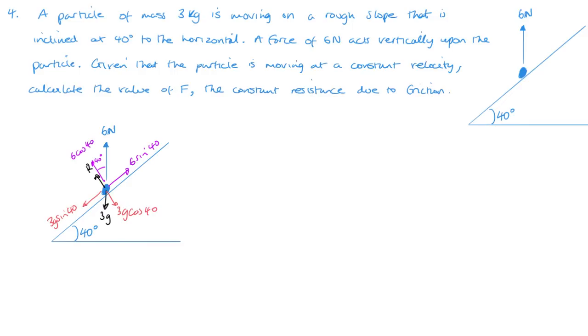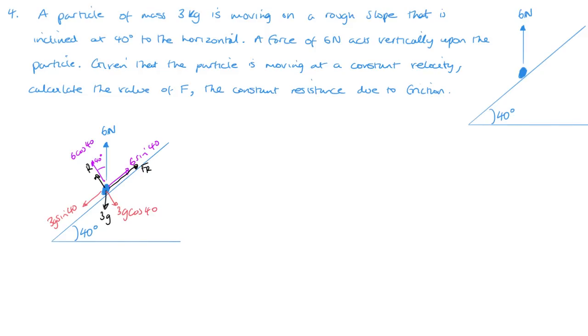Okay, so now I've got all my forces on here. I just want to do a quick little check. So 3 times 9.8 times sine 40, which is this from the weight, gives me 18.9, and 6 times sine 40 gives me 3.8. So this weight is a larger force than the force given by the 6 newtons. So as it stands without friction, this will move down the slope. So friction must be acting up the slope that way. So I call it FR.